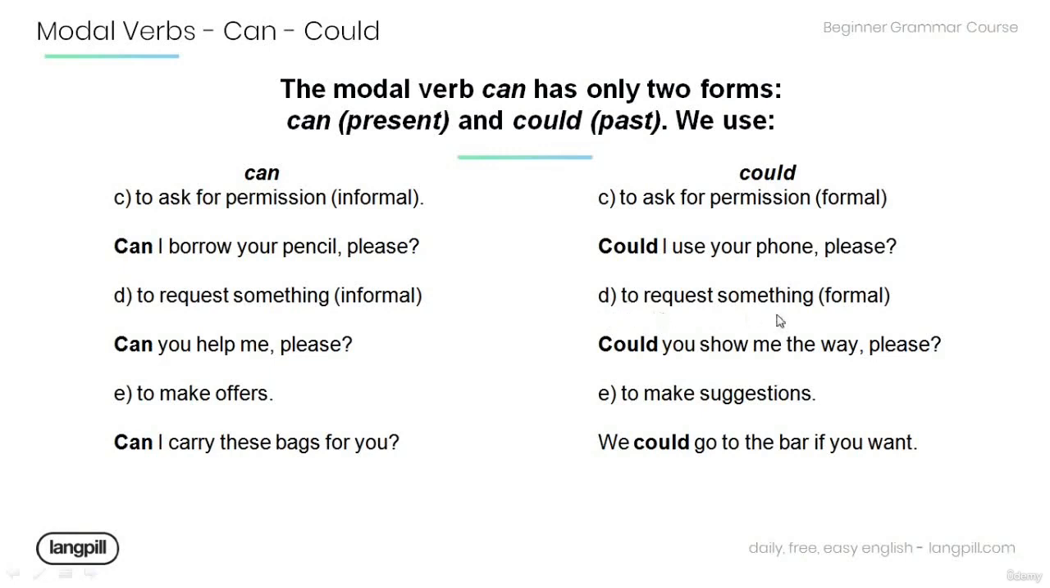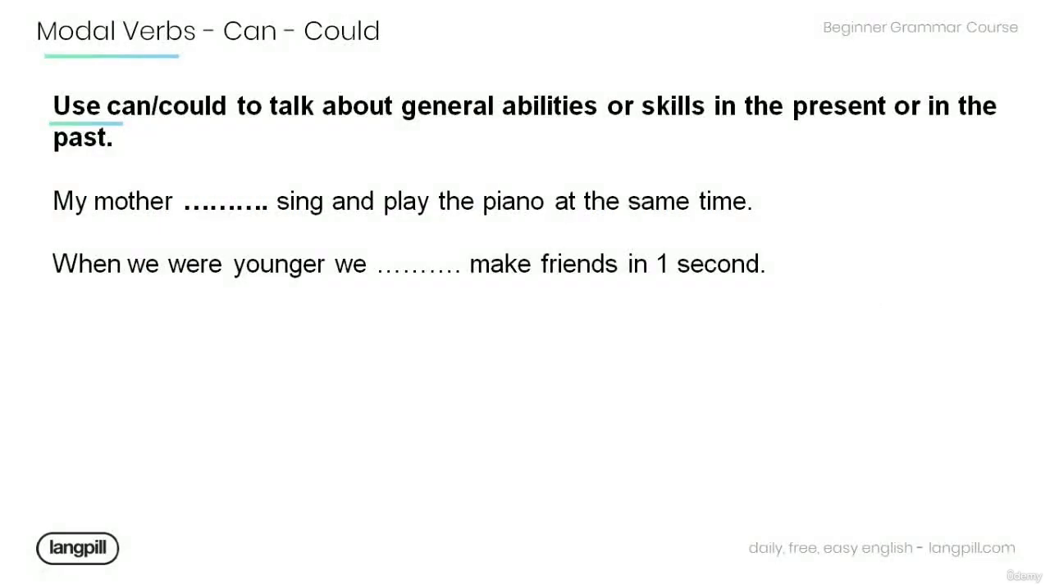D, to request something. Formal. For example, could you show me the way, please? E, to make suggestions. For example, we could go to the bar if you want. Now let's review the modal verbs can and could and practice a bit.